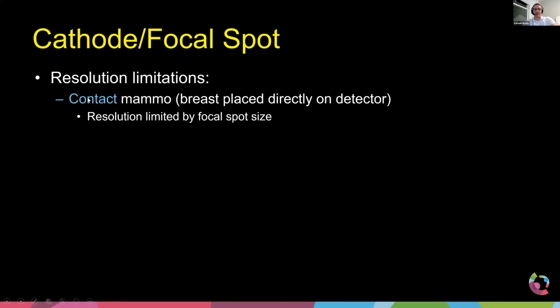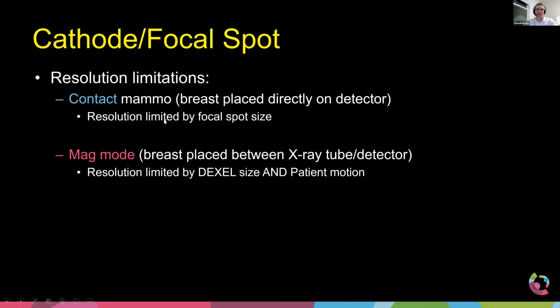So let's look at the concept of how the resolution is limited. In contact mammo, which is the majority of what we do in full field digital mammography, the resolution is limited by the focal spot size. So when you have a 0.3 millimeter focal spot, there is a limit to the smallest object you can see in the detector.